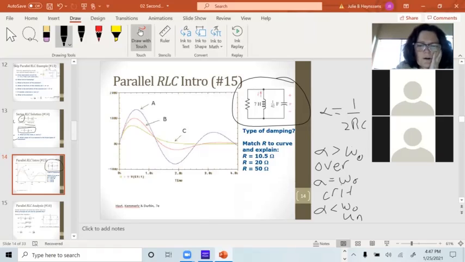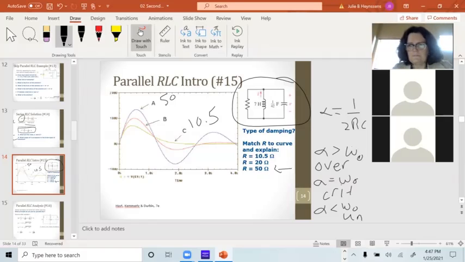So a bigger R here is going to give me a smaller alpha, and it's going to look more underdamped. So this is A, the 50 ohms, and C is the 10.5 ohms. As I decrease that resistor value, I get less underdamped.